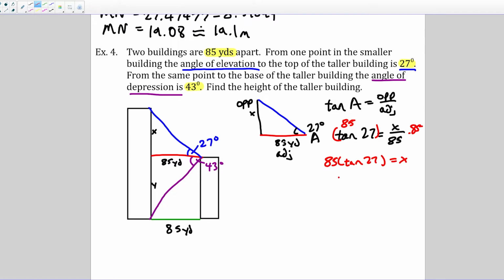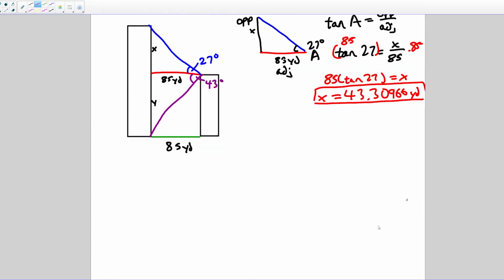And I end up getting about 43.30966, and let me move this over here so it's a bit more clear. So 43.30966, and this will be in yards. So I'm going to keep that for now, and then we're going to move over to the bottom triangle.